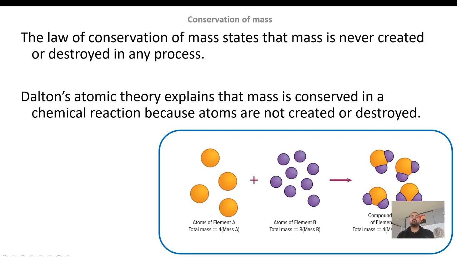All right, next up we have the law of conservation of mass, law of conservation of energy. We'll be talking about this one all year, so let's go ahead and write it down. So the law of conservation of mass states that mass can never be created or destroyed in any process. So basically over on this side we have 4 oxygen molecules. Over here we have 8 hydrogen molecules. And then here we produce 4 water molecules.